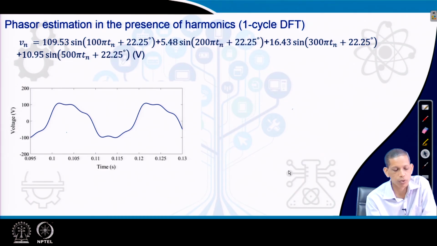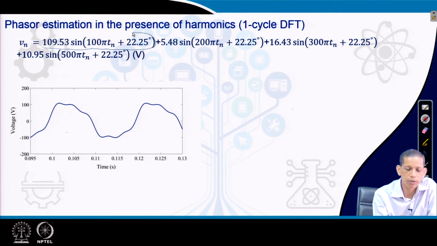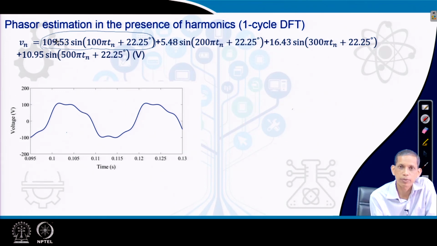Like in this example, we have taken a signal that is contaminated by different harmonic components. We consider the same sinusoidal signal, 109.5 sin 100 pi t with an angle of minus 20, for which we computed the phasor with a magnitude of 77.45 and a certain angle depending upon the different windows.